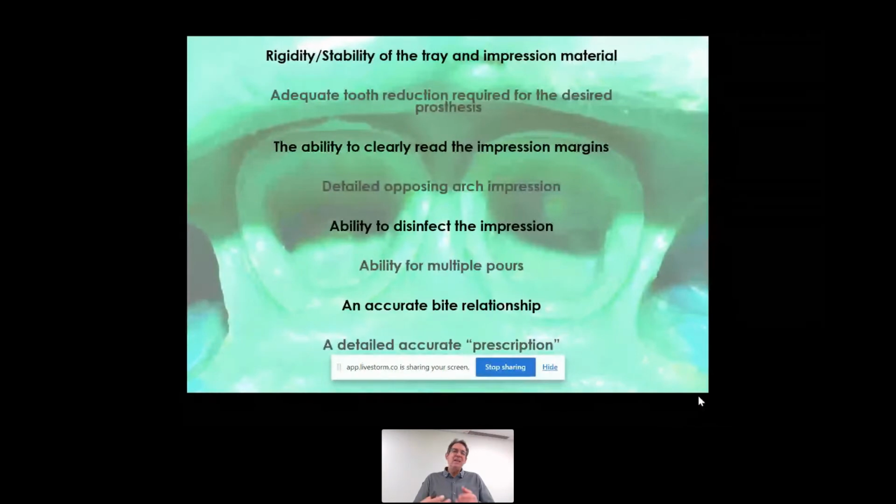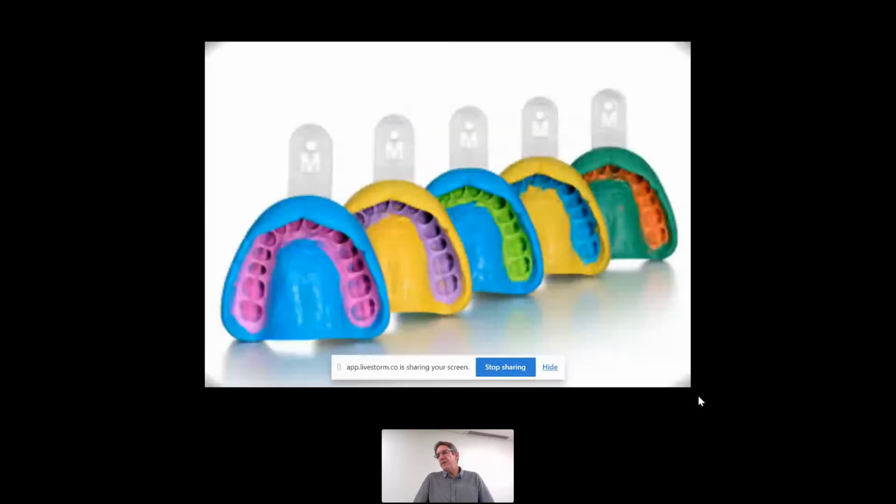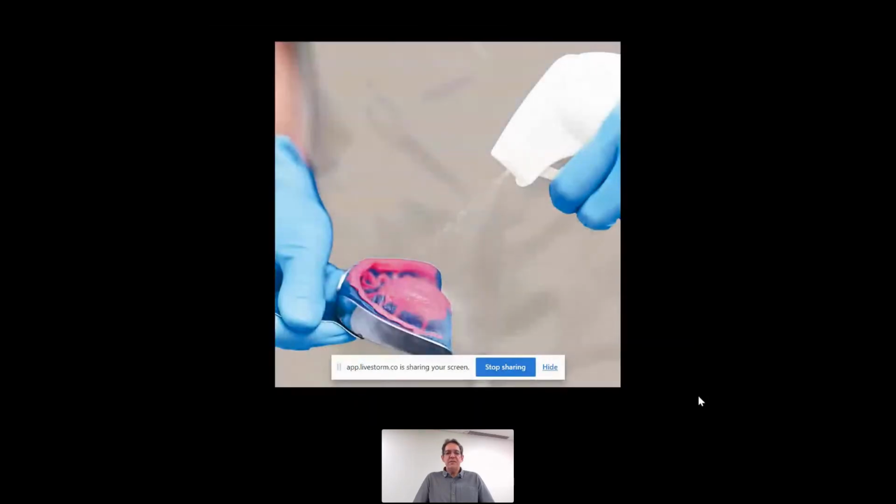And what I mean by prescription is that the communication between the dentist and the laboratory is vital to ensure an optimum result. And why? Well, first of all, we know that all impression materials shrink just a little bit. So it's important that the laboratory knows what type of impression material the clinician is using. Then additionally, did the clinician disinfect the impression prior to sending it to the lab, or does he require the lab to disinfect the impression when they receive it?